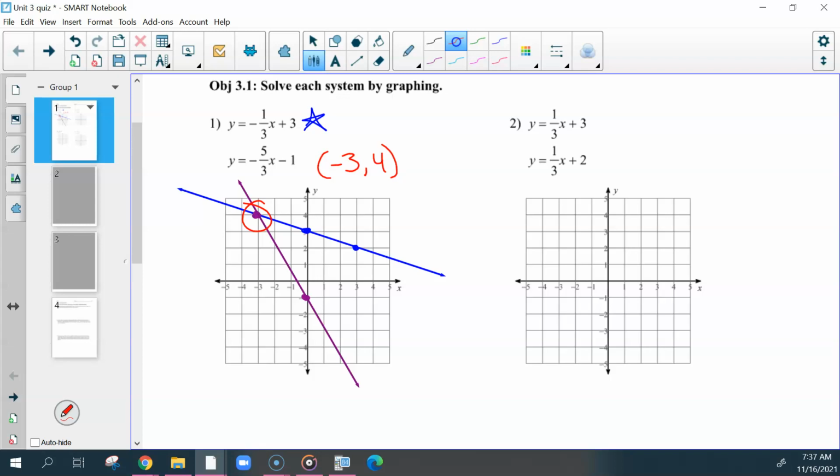So those of you that did not get that correctly, make sure you're fixing it, writing the correct solution. Or those of you that were absent, make sure you're doing the same thing.